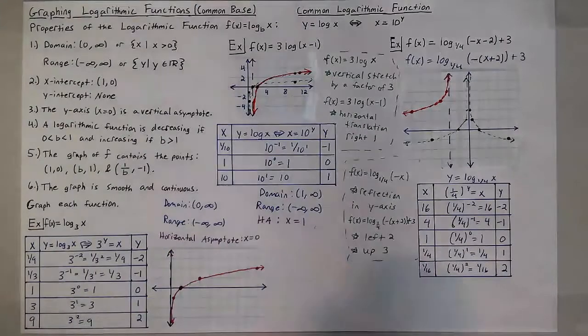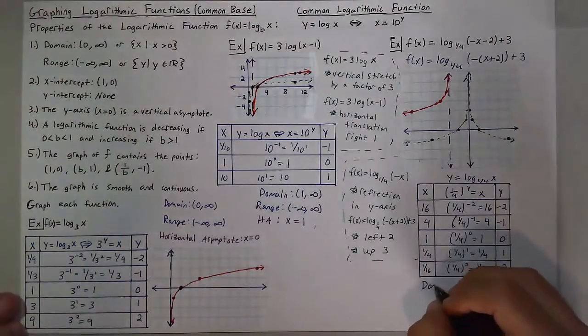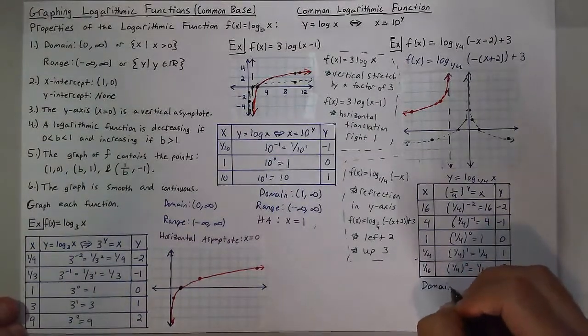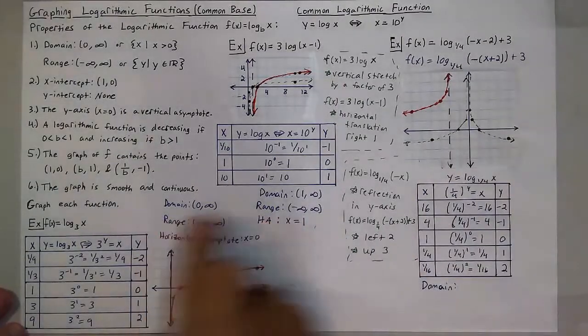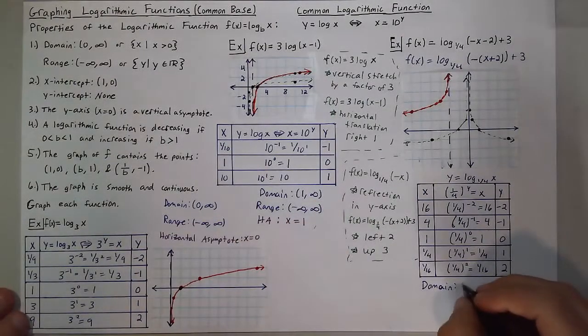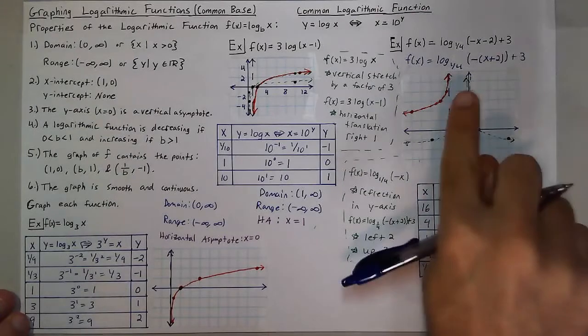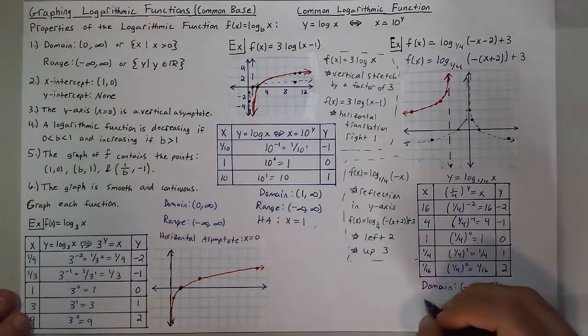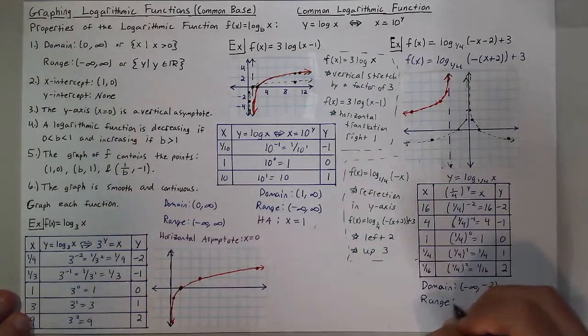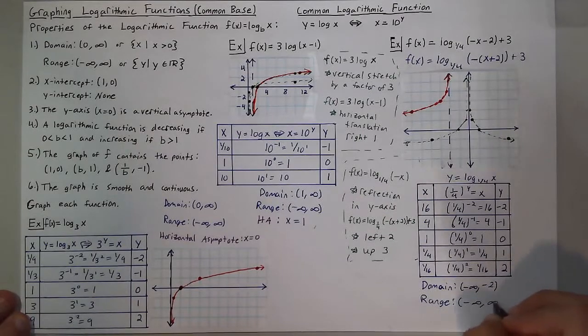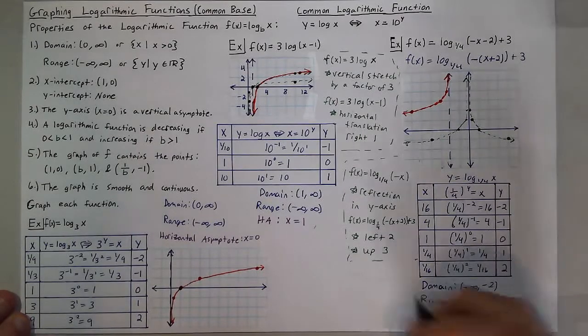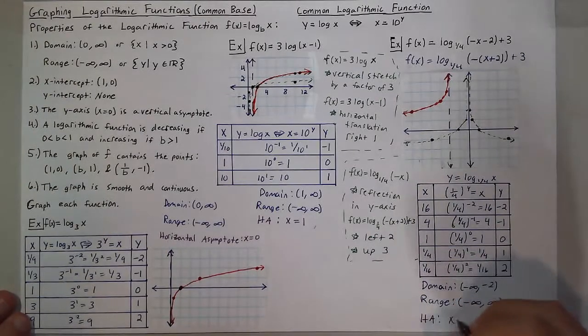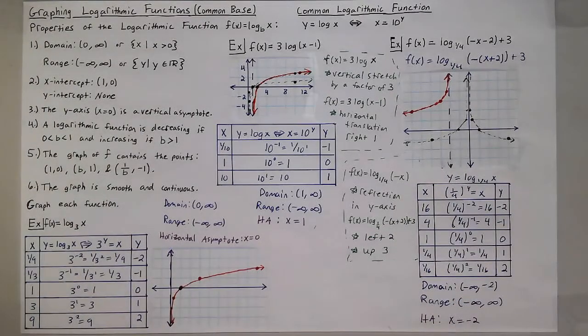So if I were to write out a few statements about this graph, its domain is going to be a bit different because now it's not going to go from 0 off to infinity. It's going to go from negative infinity all the way to negative 2. The range will continue to be all real numbers, so negative infinity to positive infinity. And my horizontal asymptote, HA for short, is now x equals negative 2. And that is how you graph logarithmic functions.